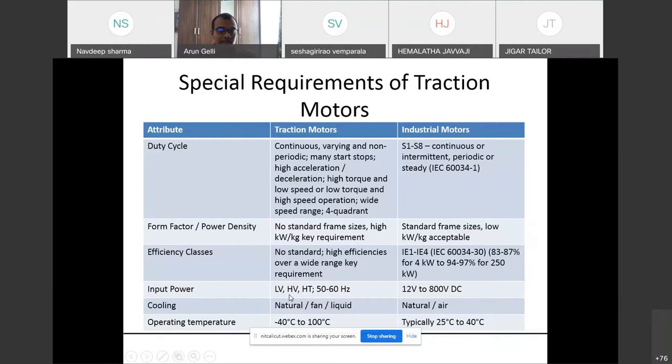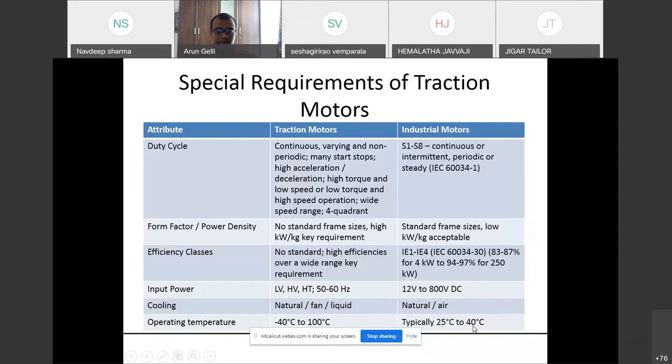Input power, there are minor changes. You will have LV, HV and high tension as well, depending upon what voltage you are operating. Industry is more or less 12 volt to 800 volts DC, or AC applications are also available, just to give a comparison. And cooling is also common, and operating temperature range is another deviation, which varies over a very wide range in the industrial machine.